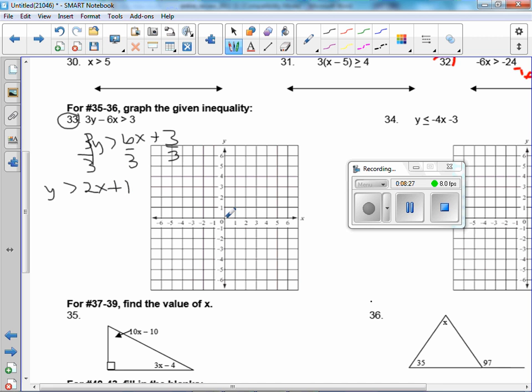Okay, so our y-intercept is 1, so we're going to just mark it here. The slope is 2. Rise over run is the same as 2 over 1. So if I go up 2, I'm going to go over 1 and mark it. Or if I go down 2, I'm going to go over 1 and mark that. So we're going to connect our lines. Okay, so that is our graph. I always put arrows on the end.